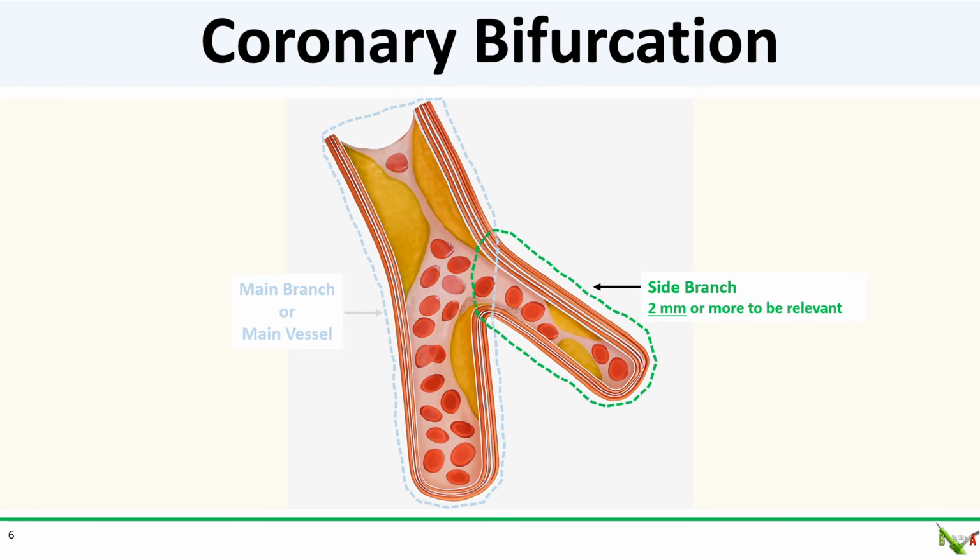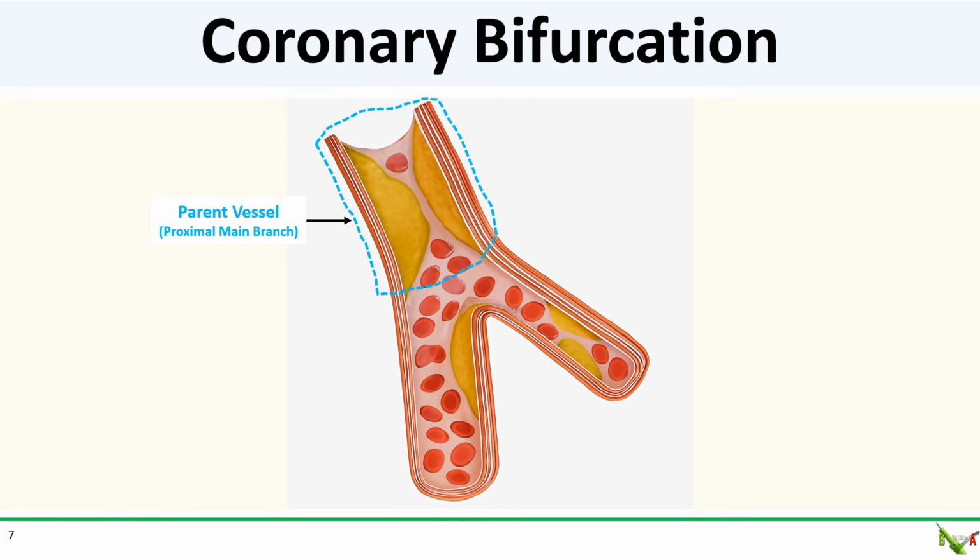The smaller branch of a bifurcation is usually called the side branch. In general, interventional cardiologists only worry about side branches that are 2 millimeters in diameter or more. Side branches that are smaller than that are often ignored because they supply only a small amount of cardiac tissue and are usually too small for stenting.